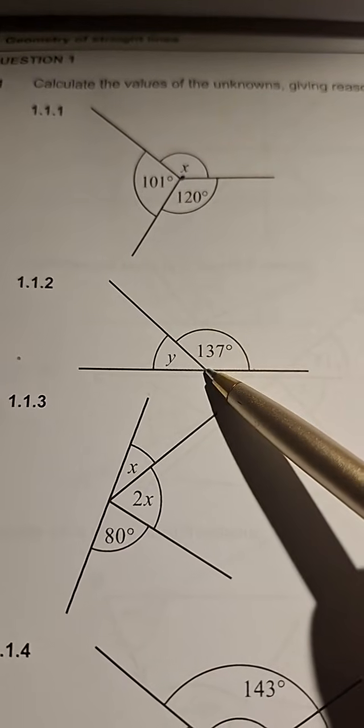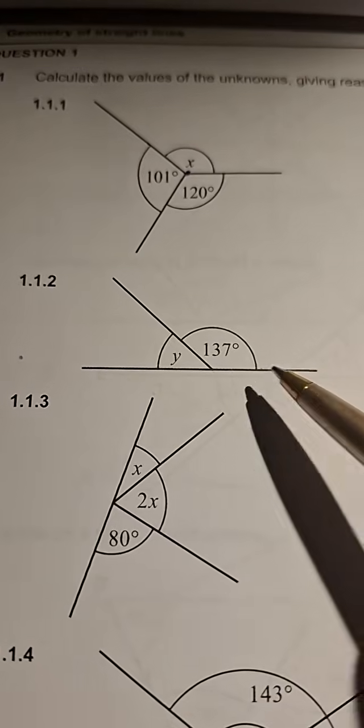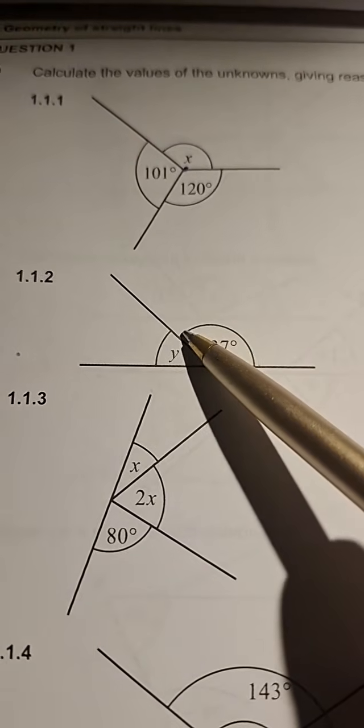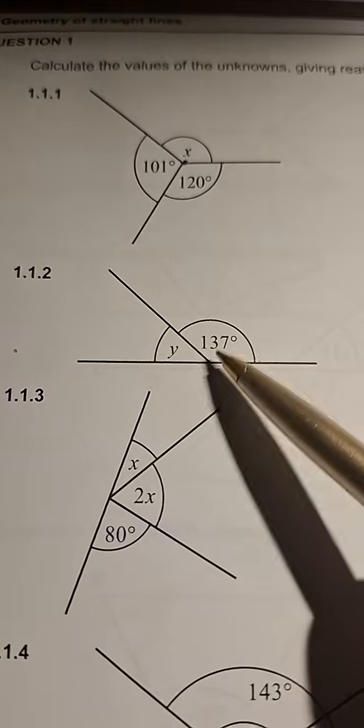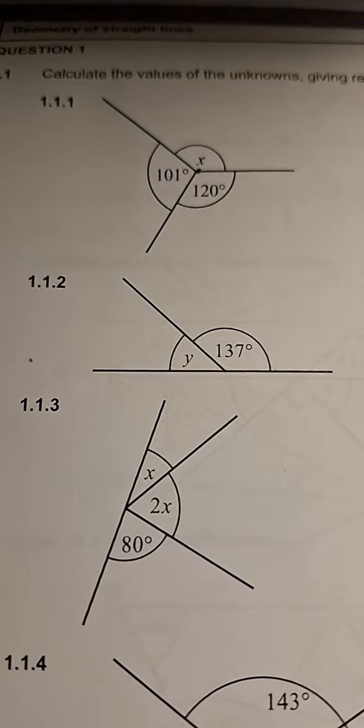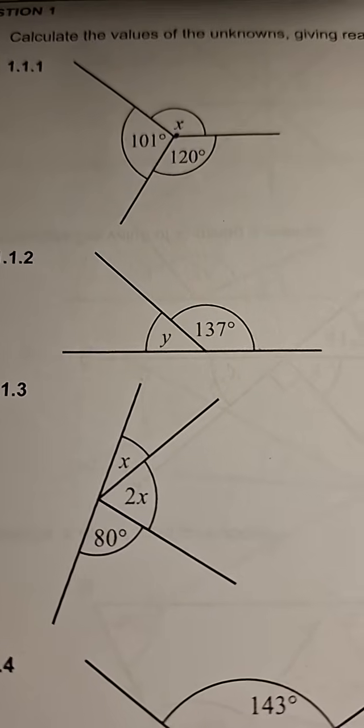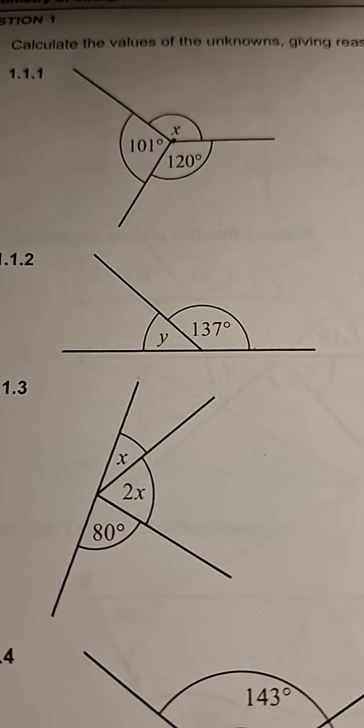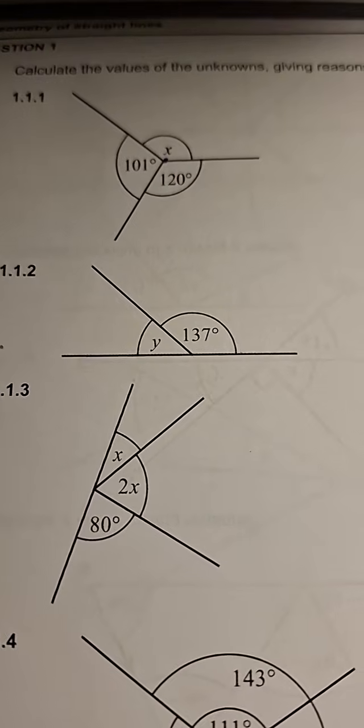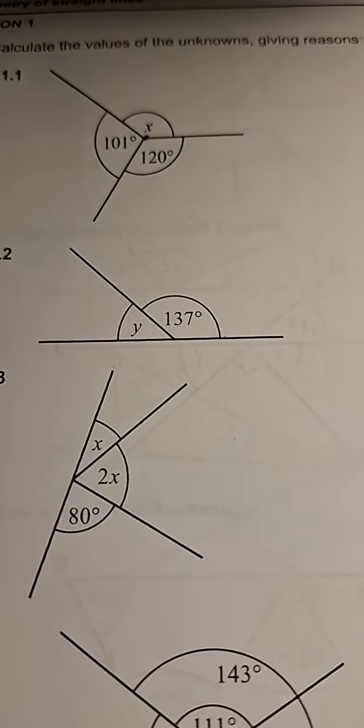So what's the relationship between y and 137? They share a common vertex. They lie on a straight line. They complete that straight line as they are next to each other, sharing a common vertex. So we say y plus 137 degrees is equal to what? 180.